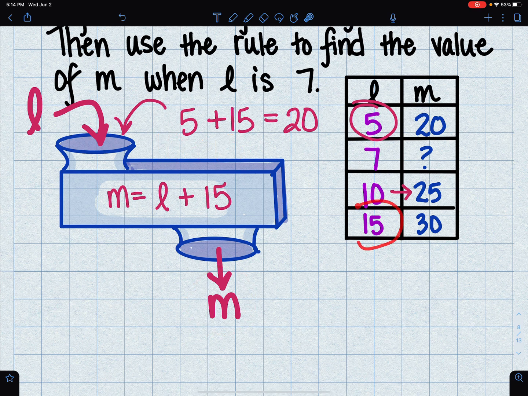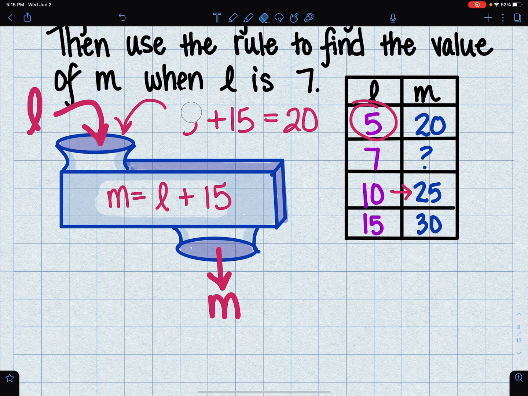And if we put in a 15, that would give us a 30 if this is the correct function. So maybe the rule is to add 15 to whatever L is. And since all of the values fit that rule, that must be the function. All right, so we found the function. That's step 1. And step 2, we have to figure out what this question mark one is.